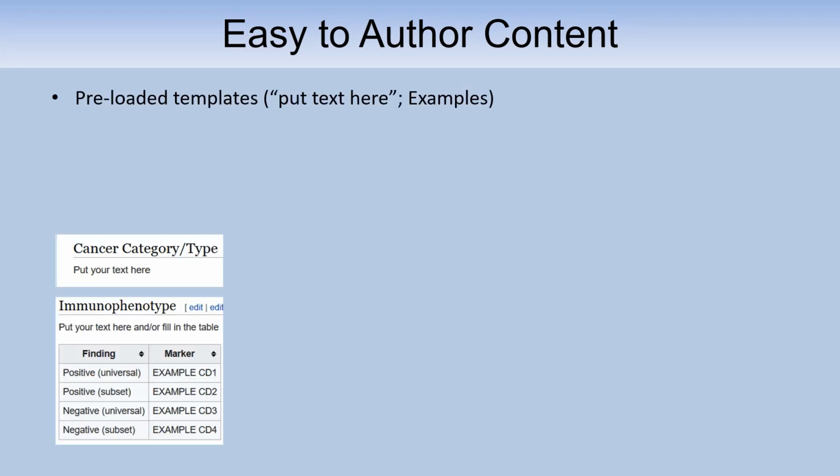It's pretty easy to author content now. We preload those templates into the site, and what you'll see is anywhere you need to put text, it'll read "put text here." We have examples and tables. So example CD1, that's how you would list out the different immunophenotype markers.